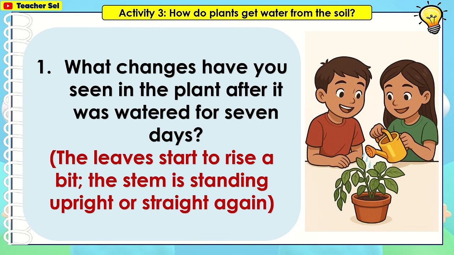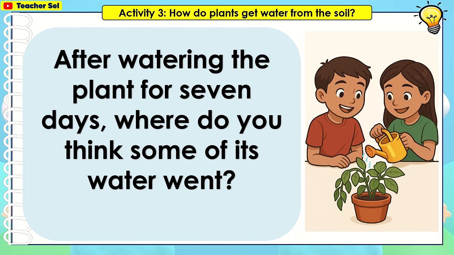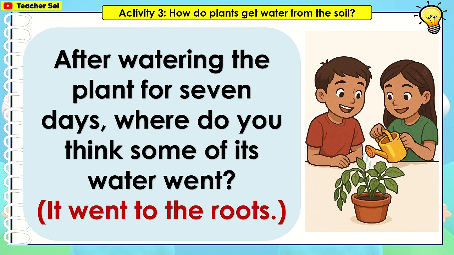The leaves start to rise a bit. The stem is standing upright or straight again. After watering the plant for 7 days, where do you think some of its water went? It went to the roots.